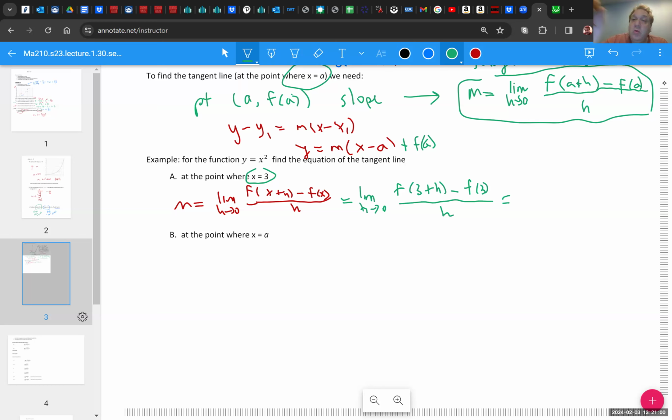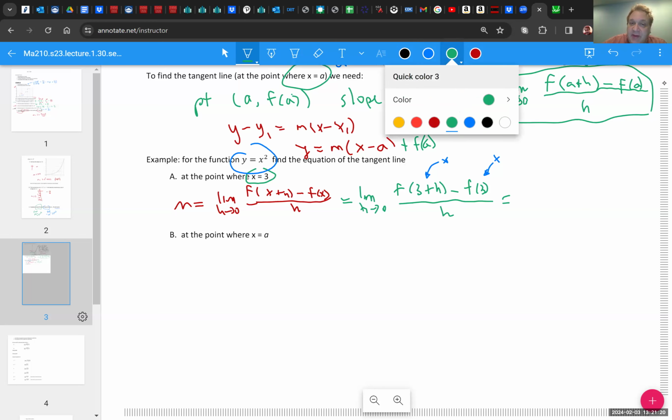But we know the actual equation. The equation is y equals x squared. So if x was 4, you plug in 4, you get y equals 4 squared. Well, we know the x value here is 3 plus h, and we know the x value here is 3. These are x values. So we're going to plug those into the equation. So if I plug in 3 plus h, I get (3+h) squared.